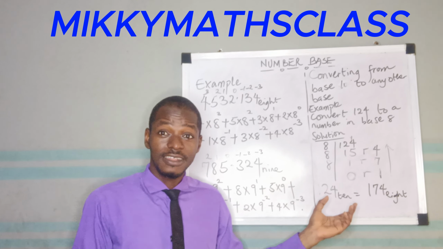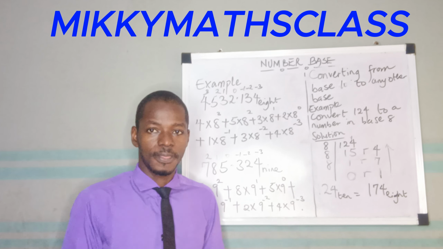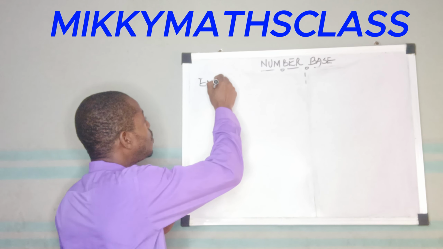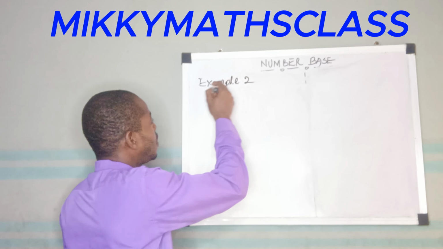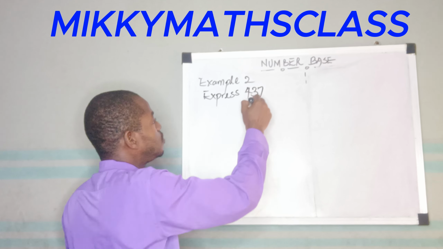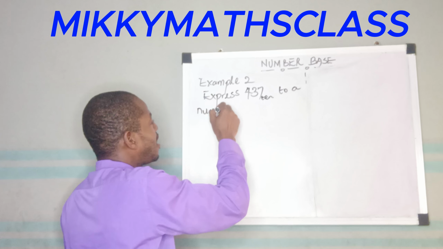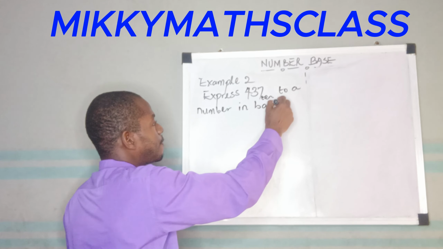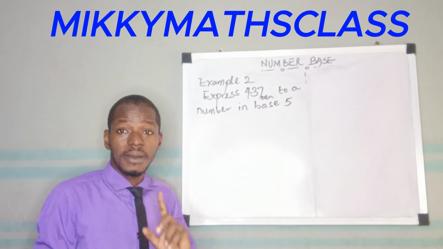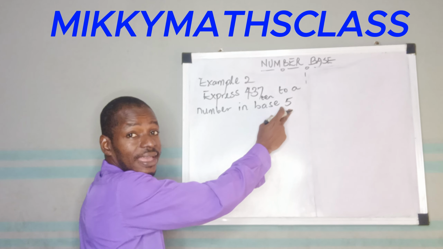So 124, we have ended up converting a number from base 10 to base 8. All right, let's take another example. Example 2, you can be asked to express 437 base 10 to a number in base 5. So we are going from 437 base 10 to a number in base 5. The same method, successive division, we divide it by the base we are heading to.